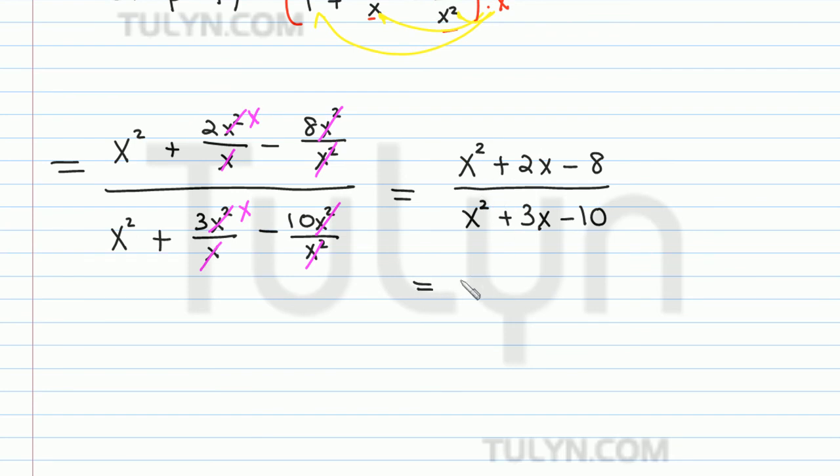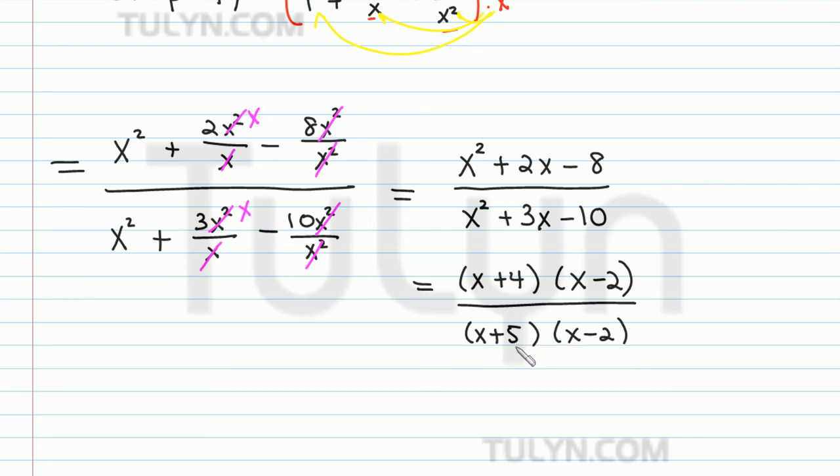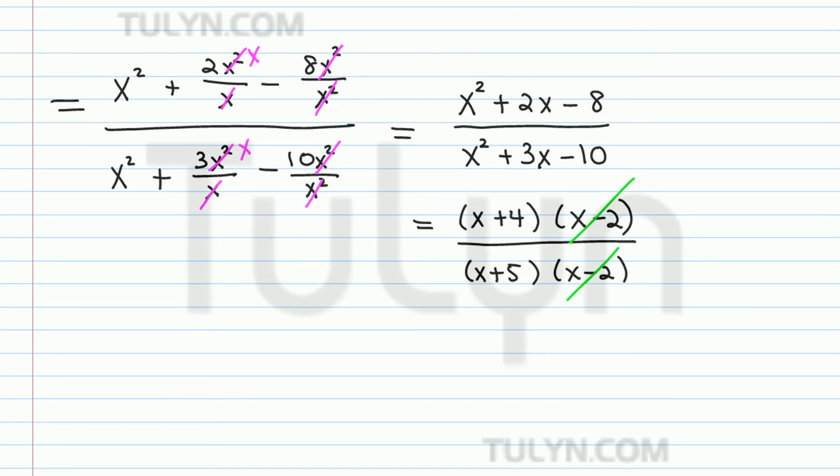So x squared plus 2x minus 8 factors into x plus 4 times x minus 2. And then x squared plus 3x minus 10 will factor into x plus 5, x minus 2, right? Since 5 times negative 2 is negative 10, but 5 minus 2 is positive 3. So now we can cancel out an x minus 2, which is in the numerator and in the denominator. And what's left over is just x plus 4 over x plus 5. And since there's nothing else we can do, this is the final answer.